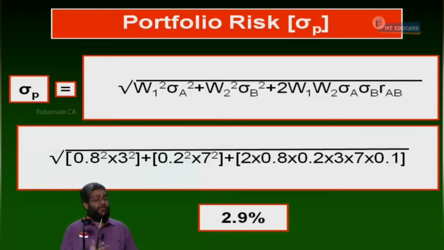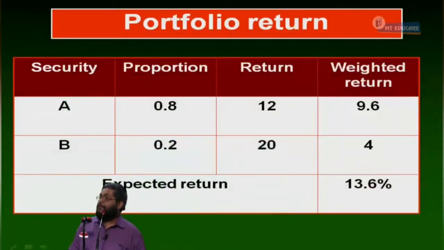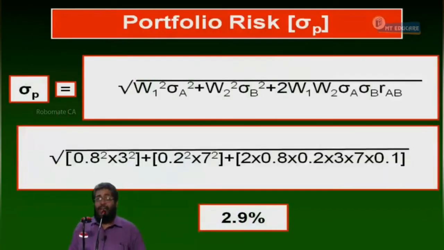So the diversification is so great that by having a portfolio, I can get a risk less than the risk of the individual security itself. Even if I invest 100% money in security A, my risk is still 3%. The beauty is the portfolio is more efficient, because the portfolio gives 13.6% return for how much risk? 2.9%, which I cannot get from project A alone. Yes or no?